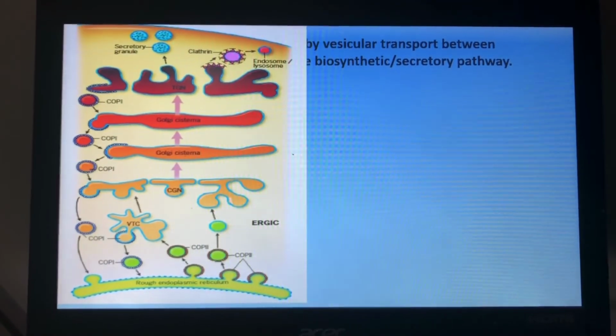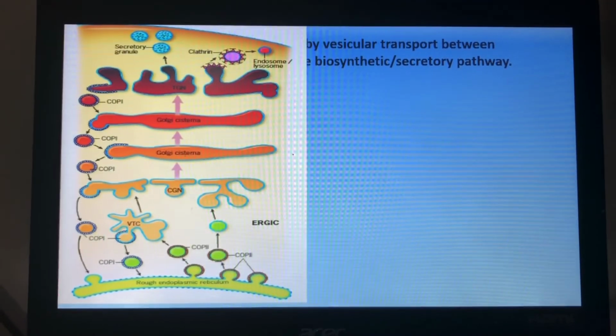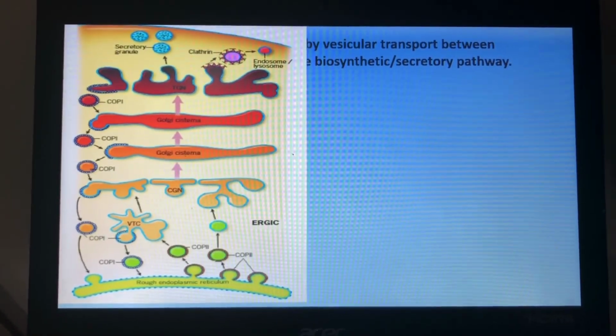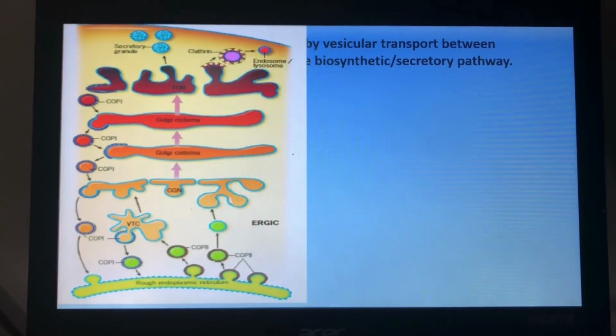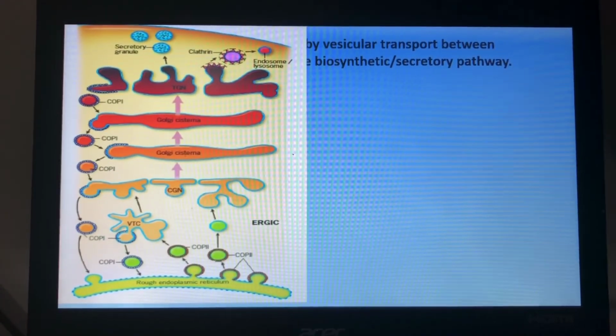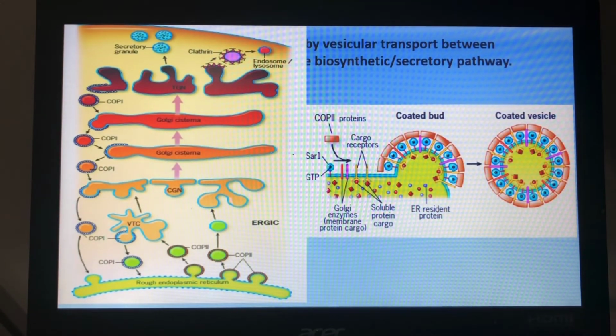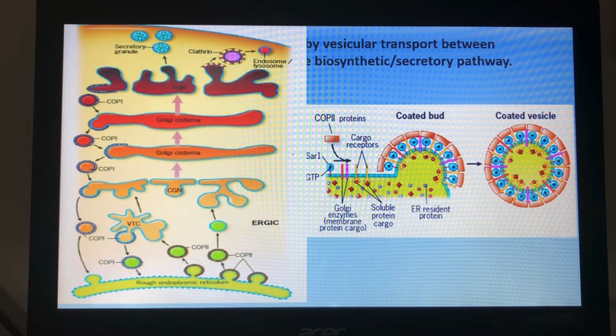Clathrin-coated vesicles mediate transport from the TGN to endosomes and lysosomes. Transport of materials along the endocytic pathway is not shown in this drawing. So, second drawing: a schematic drawing of the assembly of a COPII coated vesicle at the endoplasmic reticulum.